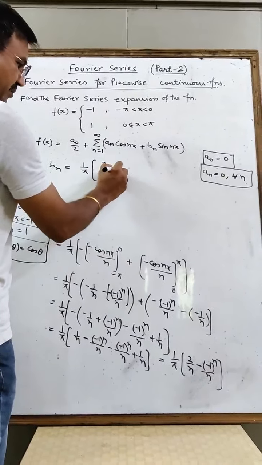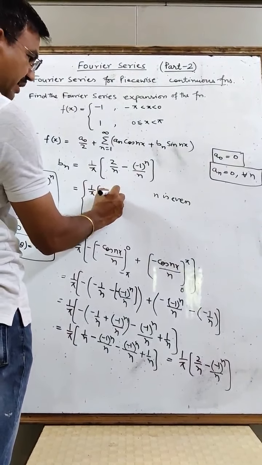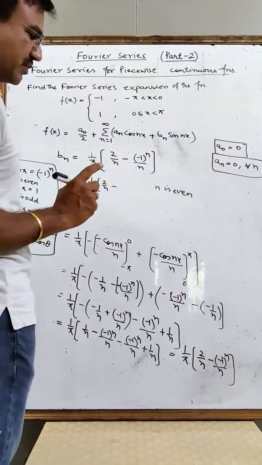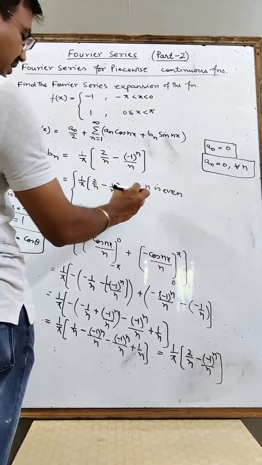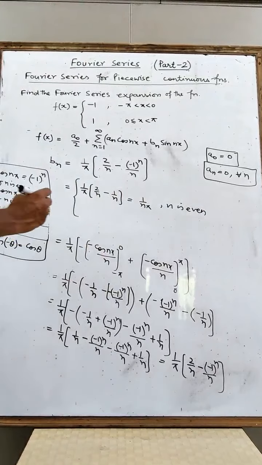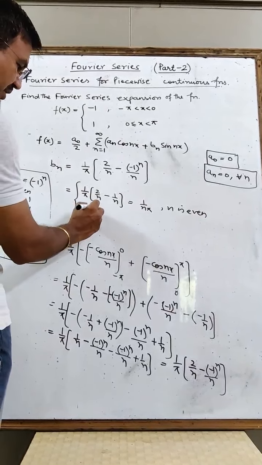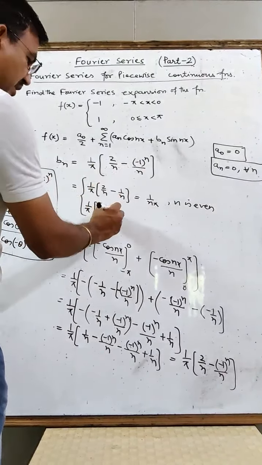Now students, I am taking n is even, that when n is equal to 2, 4, 6, 8, when n is even, it would be 1 by pi, 2 by n minus, it would become positive, that minus 1 raised to the power n even number, it would become plus 1, so it would be equal to 1 by n, and we will be left with 1 over n pi in case when n is even. Now again, when n is odd, then minus 1 raised to the power any odd number, it will be equal to minus 1. So we will have, it is plus.